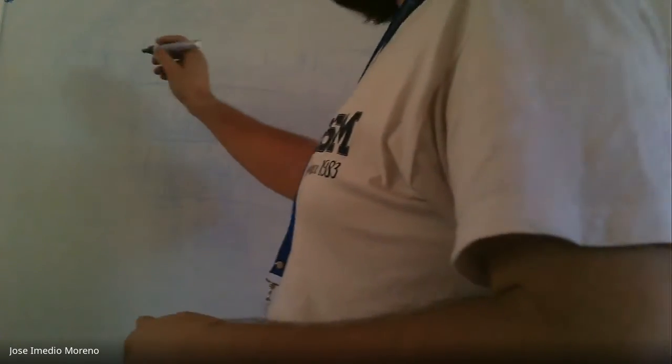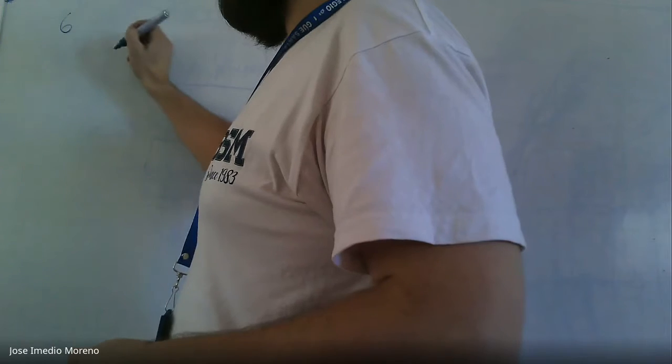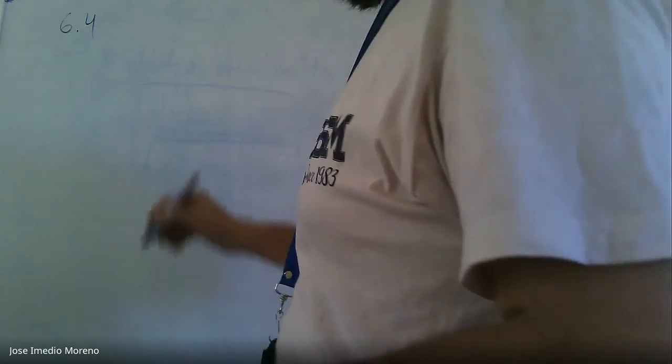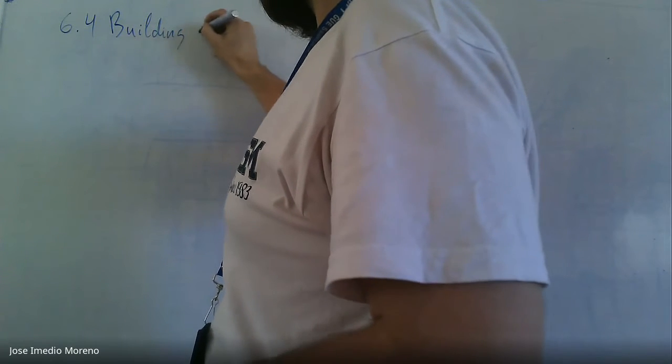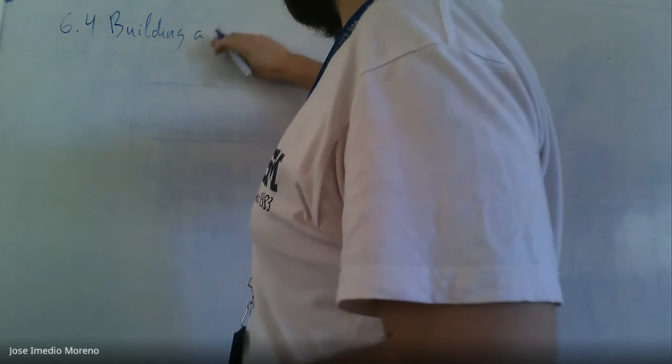Okay, so this is 6.4, which is building a linear function.